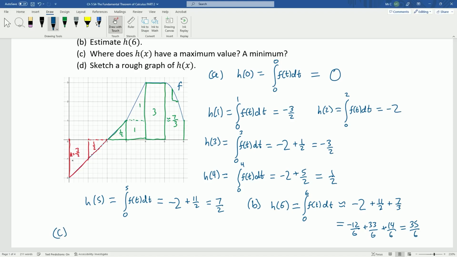For maximum value, it has maximum value when it stops accumulating positive values here, right? So here it's all negative. It starts adding positive portions, and it's going to be its largest value at the end. So h of 6 is the absolute maximum on the interval from 0 to 6 that we're dealing with. And for minimum, well, its minimum value is here at 2 when it's accumulated as much negative area as it's going to get, and before it starts adding positive value. So h of 2 is the absolute minimum.